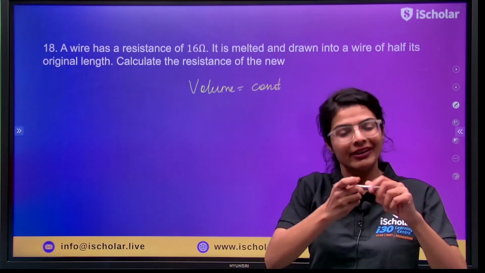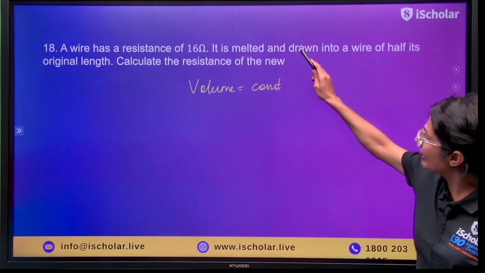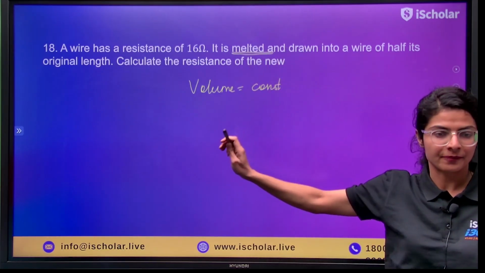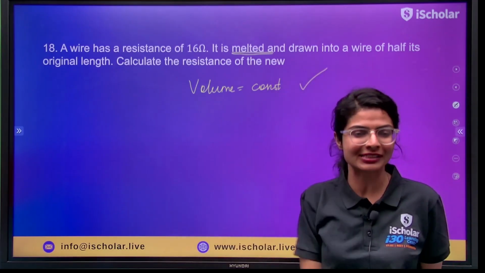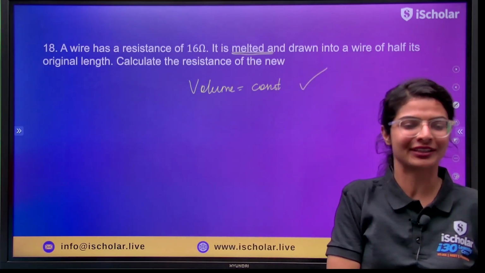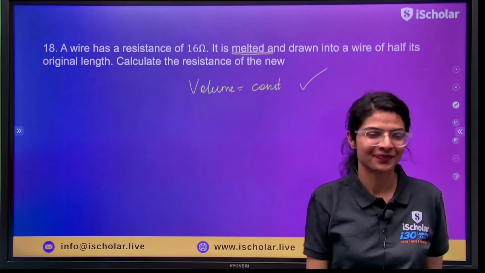So when we were stretching, the area and length were changing. Similarly, when we are melting, again the same case. I'm giving you this hint, the volume would be constant, and this one would be homework for today, and you'll write the answer in the comment box.